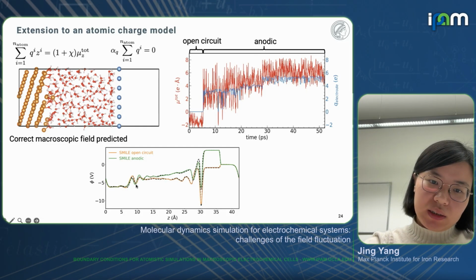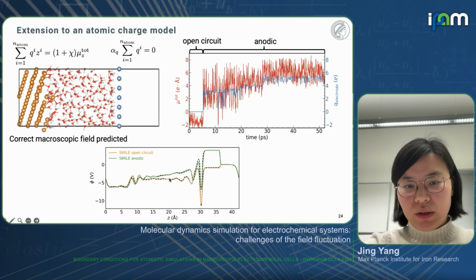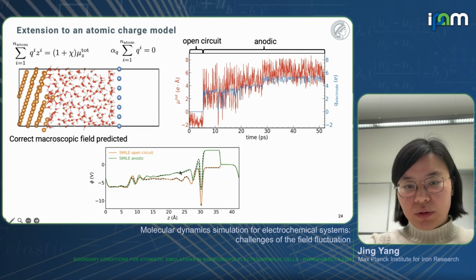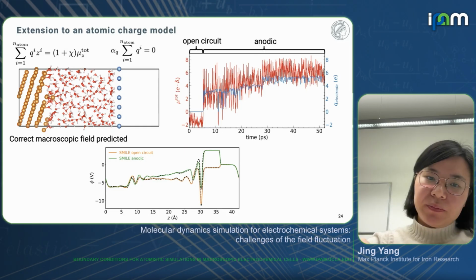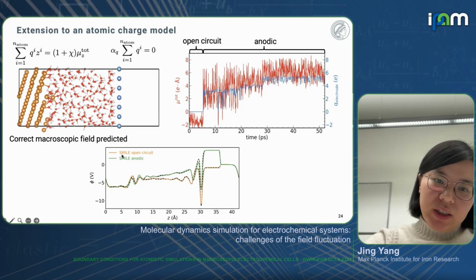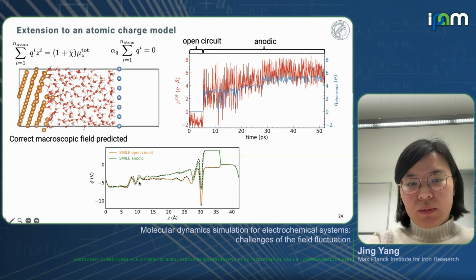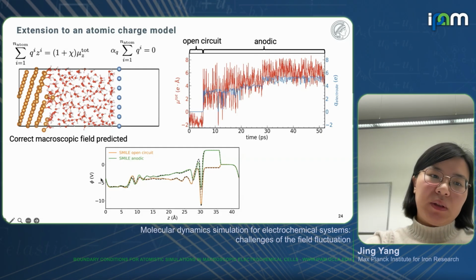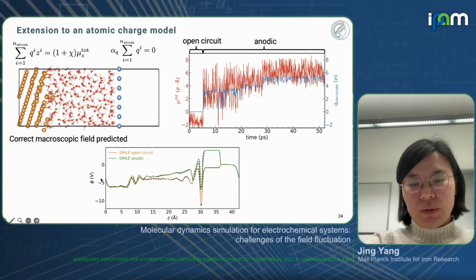And as you can see, in the open circuit condition, in the middle, you are almost flat. And in the anodic condition, you have this buildup of the electric field inside water. And by having this SMILE model, indeed, we can reproduce this electric field that is building up. And in this way, we have the correct macroscopic field predicted.